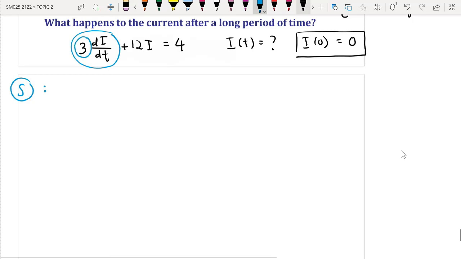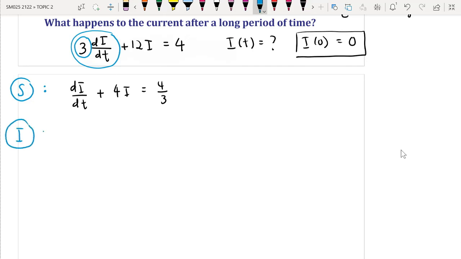So to eliminate that means that every single term has to be divided by 3. Now we would have di over dt plus 4i is equal to 4 over 3. And now we already obtained the standard form. Okay, moving on to the second step, I. What is I? We have to find the integrating factor. What is the formula?